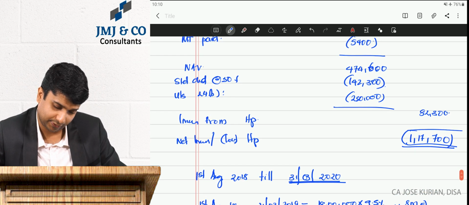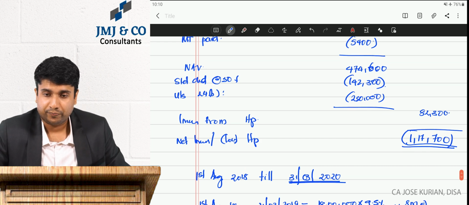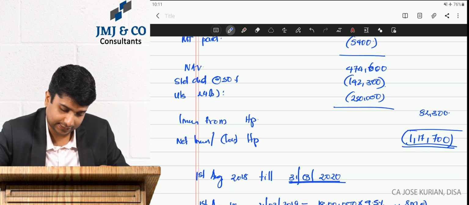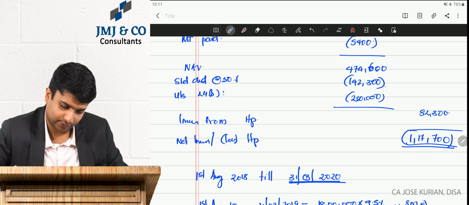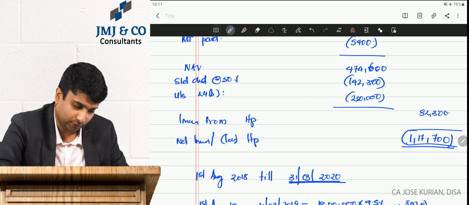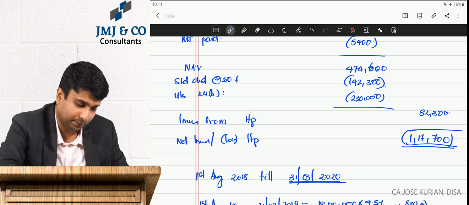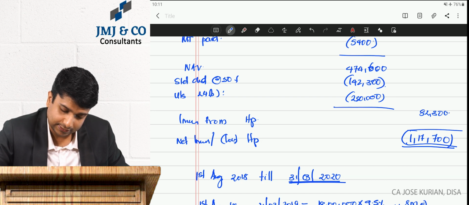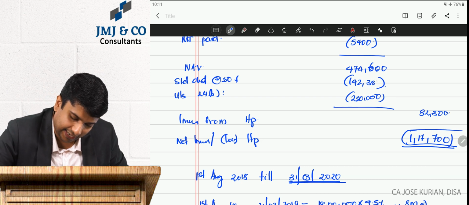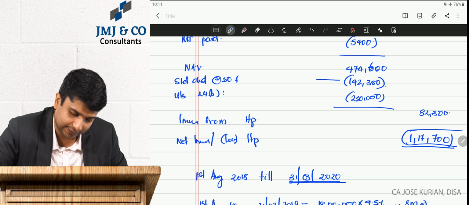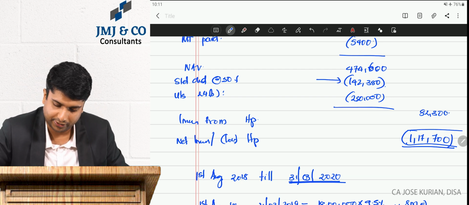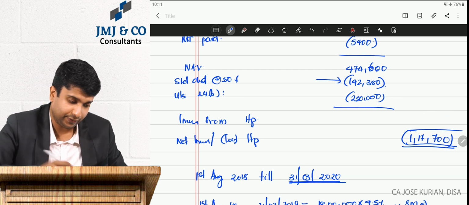All right, one second friends. Actually it is not 300, it is 380, right? So 4,74,600 into 30%, there is a small correction, it is 380. All right, standard deduction is 142,380 it is coming. So here also the figure will change.